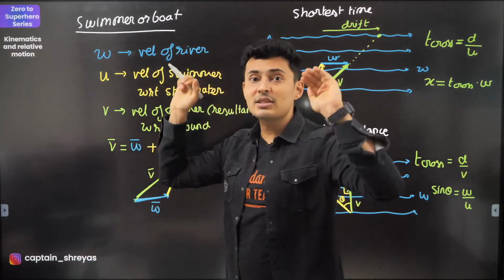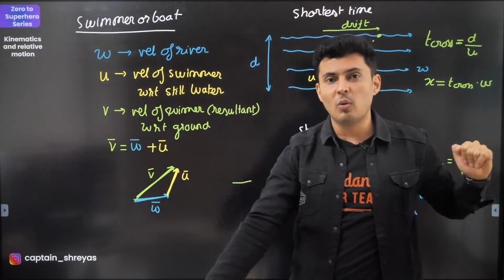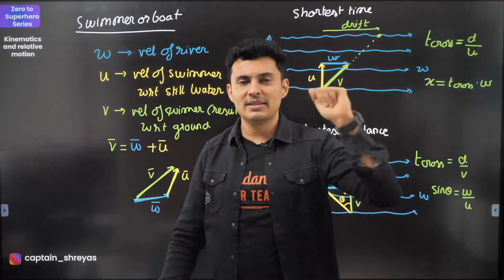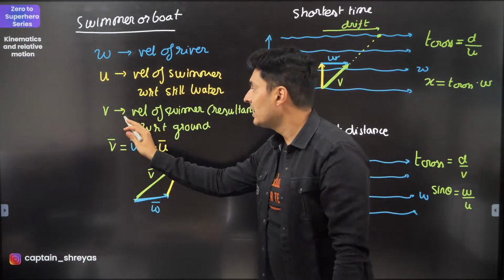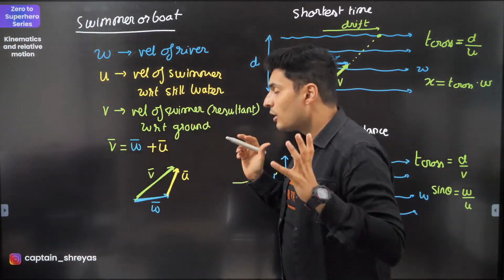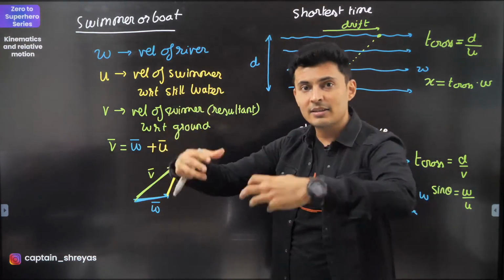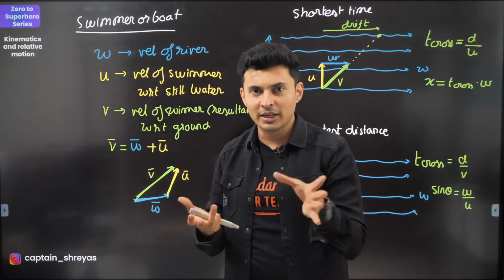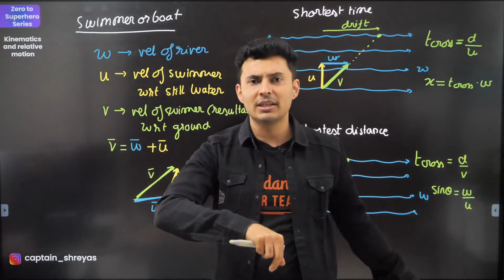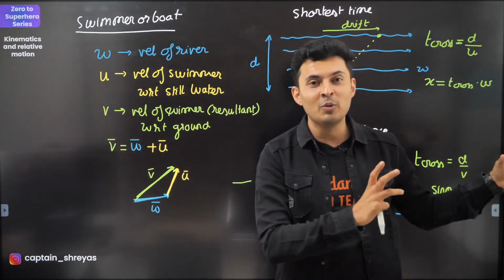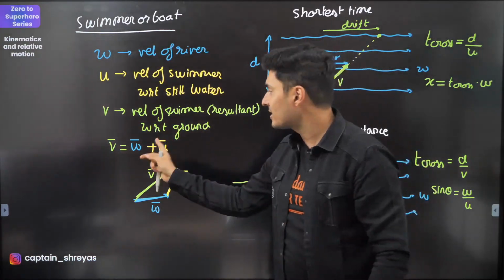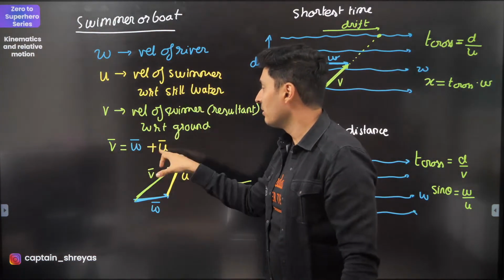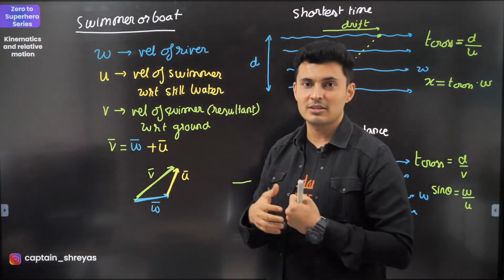U is how much the swimmer swims with respect to still water, as in a swimming pool where the water is at rest. So in still water, what is his velocity? But V is the final resultant velocity, including the river flow's effect and the swimmer's effect. So if the swimming pool is at rest, obviously the water is not moving anywhere, the swimmer moves with some velocity. Now if the swimming pool itself is moving, obviously the resultant velocity will be a sum of both of them. So V is W, the river velocity, plus the swimmer's velocity, which is trying to swim in that still water.